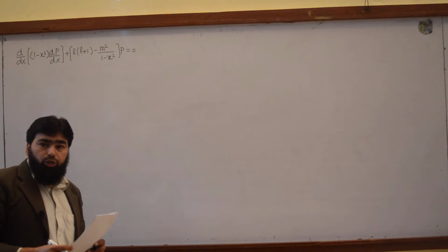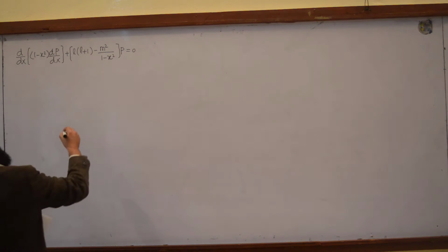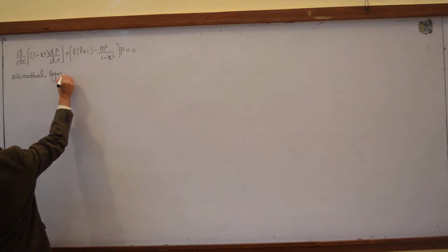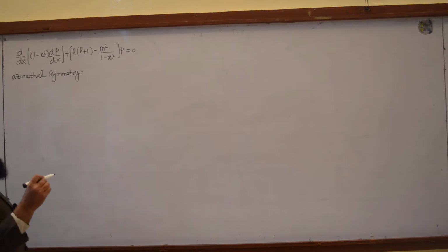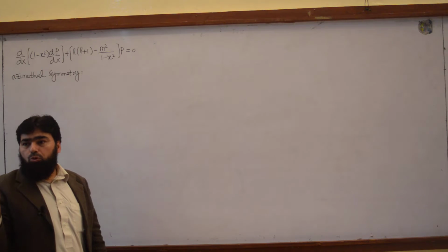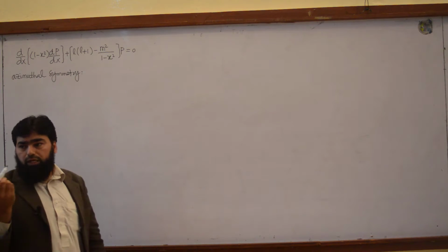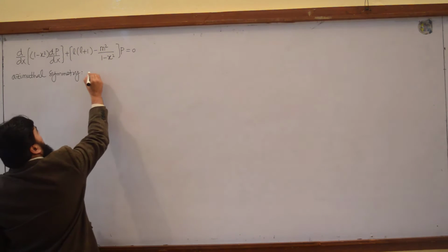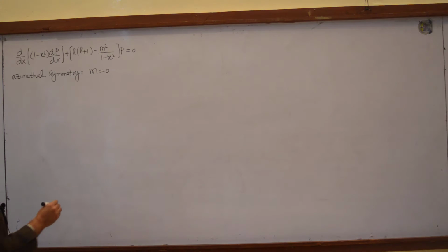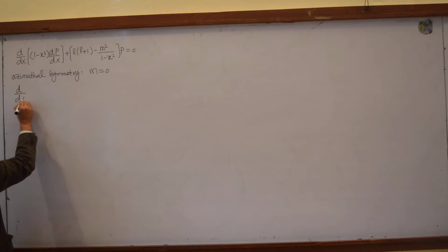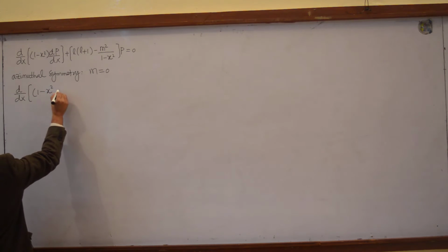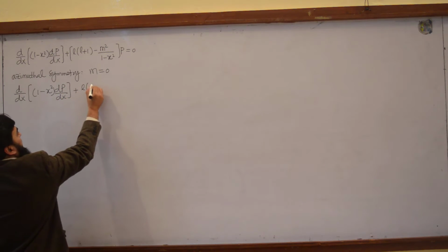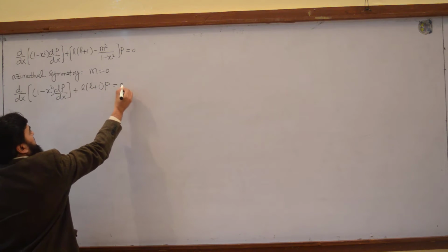This was the Legendre equation, and in this equation we assumed azimuthal symmetry. Azimuthal symmetry means that the potential remains the same if you go along a circle around the sphere, a circle in which theta is not changing, only phi is changing. Then this term will be equal to 0, and our equation will reduce to d/dx of (1 minus x²) dP/dx plus L(L+1) P equal to 0.